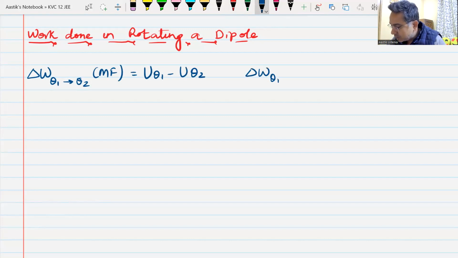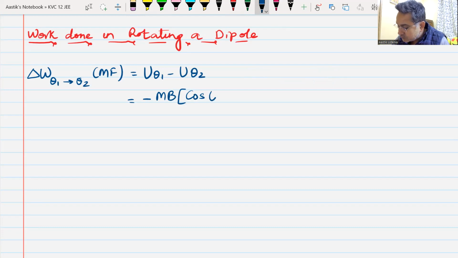Work done in rotating it from theta 1 to theta 2 by the magnetic force. Let me not write electrostatic force, I hope you can understand this, because it will just create confusion. Magnetic force, magnetic field. So if I elaborate this, it will become minus MB into cos of theta 1 minus cos of theta 2. Do we understand this? Yes or no? Yes, sir.